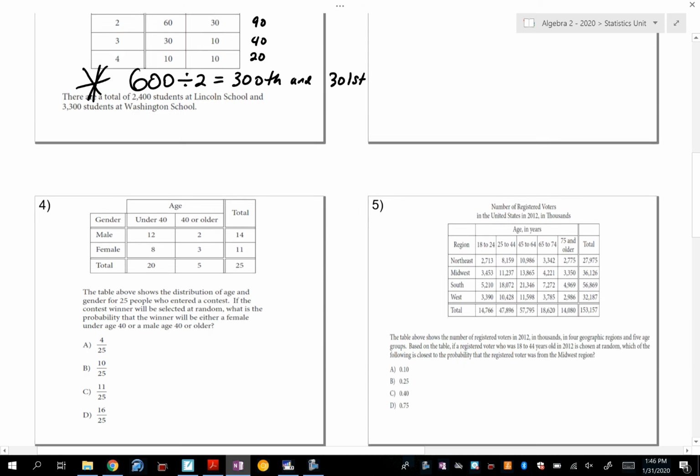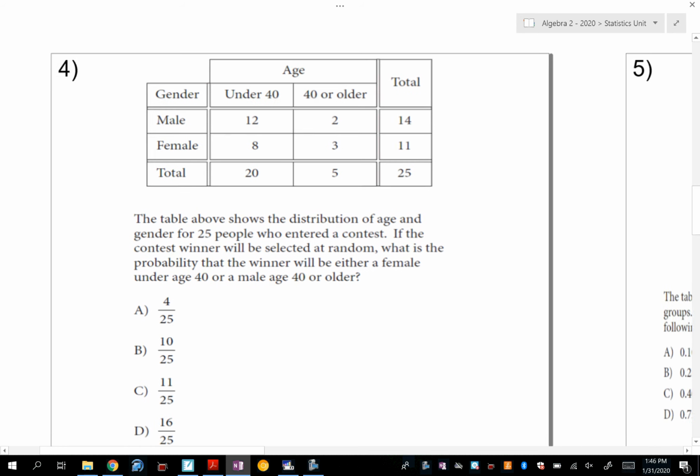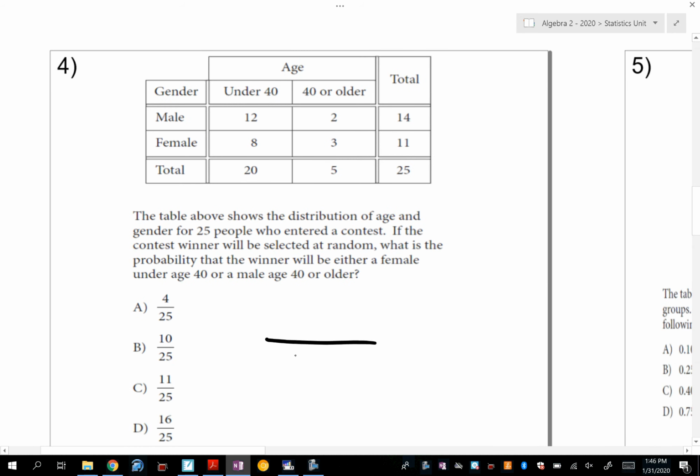Okay. Number 4. It says if the contest winner is selected at random. So this one actually, the grand total is the denominator. It doesn't say if the contest winner is only the males or the females or an age. It just says all of them. What's the likelihood that it's either a female under age 40? So where is that number? 8, right? And what's the other number for? Or a male age 40 or older? 2. So I have 8 and 2 in my numerator to give me 10/25.